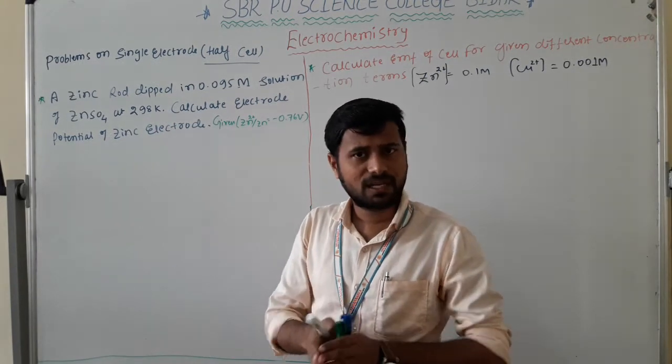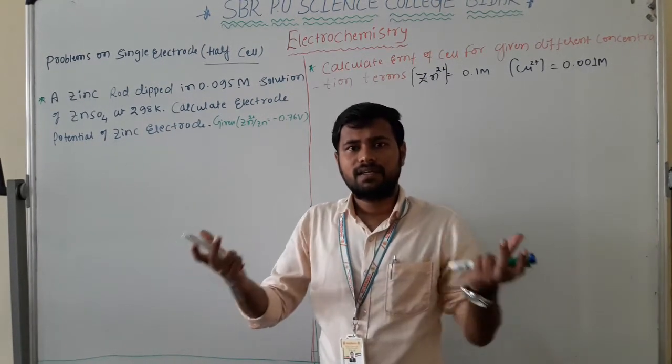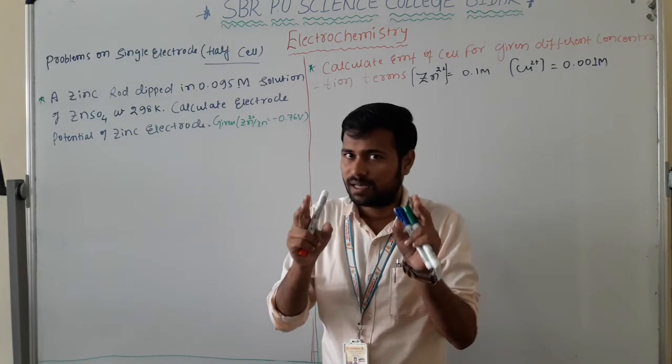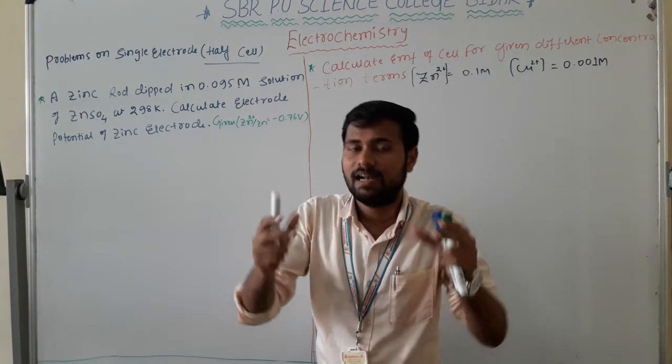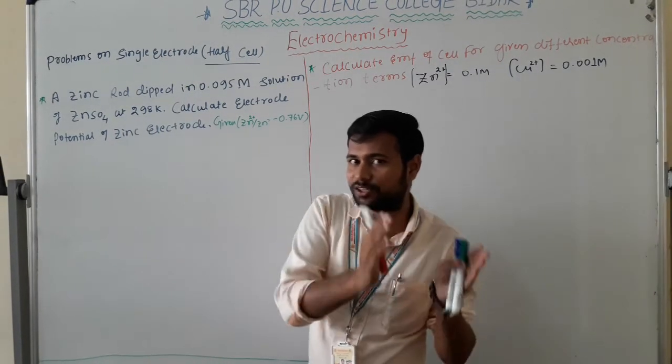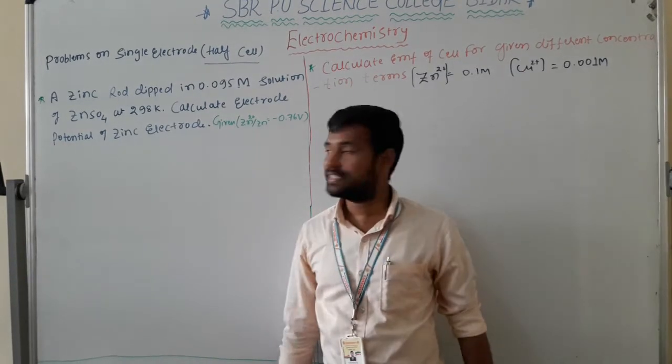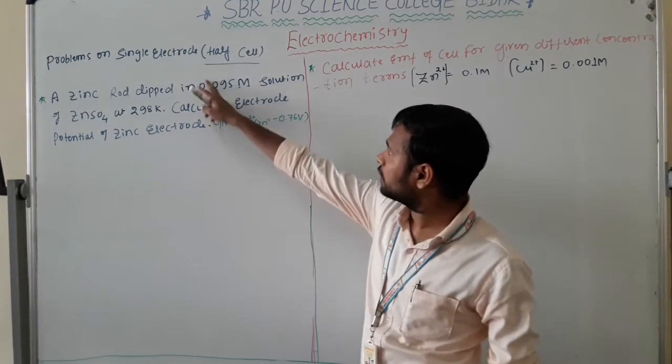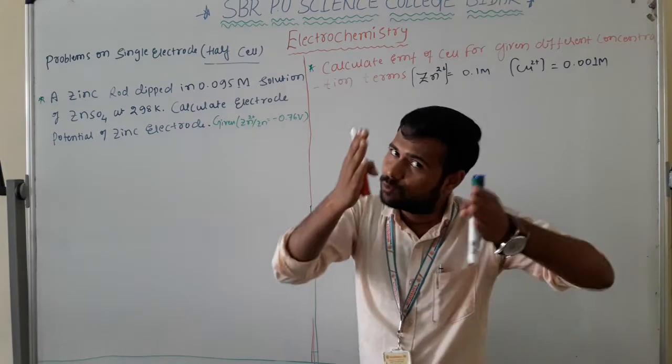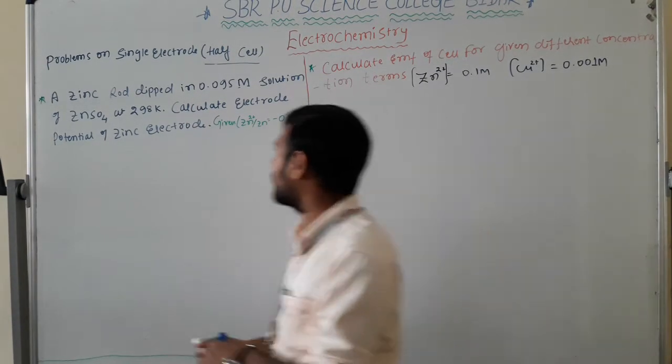Okay, what is a half cell? In one cell we are having two half cells. For example, in a Daniel cell, we are having two half cells, one is cathode, another one is anode. In this problem, especially, we are going to take only the half cell, only one side. Okay, see here, what is happening?